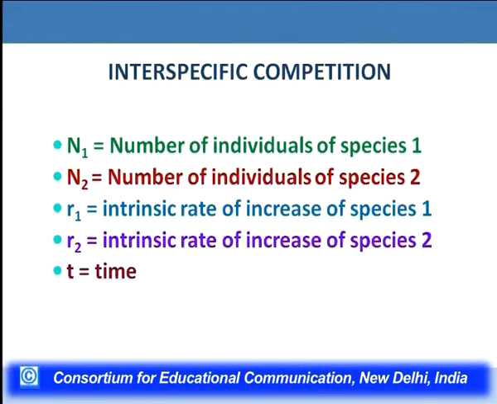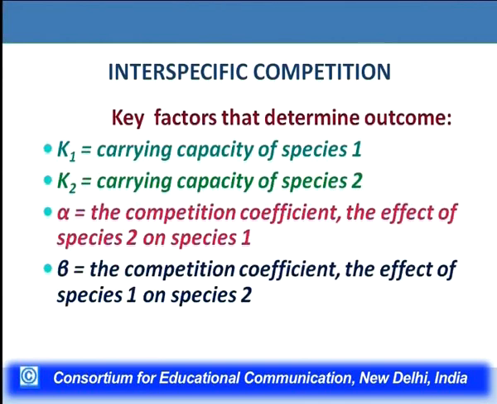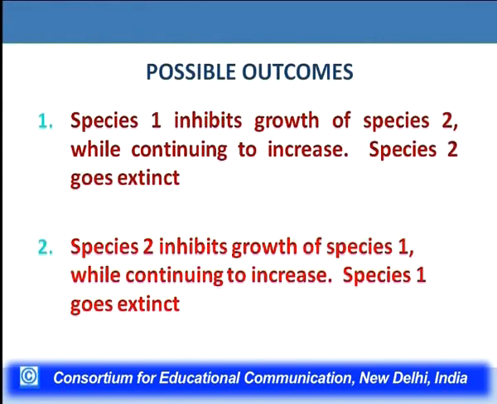Now some important terms which will be used in deriving the Lotka-Volterra equation for competition are N1, N2, R1, R2 and T. N1 is the number of individuals of species 1, N2 is for species 2, R1 is the intrinsic rate of increase of species 1, R2 is the intrinsic rate of increase of species 2, T is the time. K1 is the carrying capacity of species 1, K2 is the carrying capacity of species 2, alpha is the competition coefficient, that is the effect of species 2 on species 1, whereas beta is the effect of species 1 on species 2. So these are the terms which we need to know. Now when two species are living together and competing for a common resource, there are four possible outcomes.